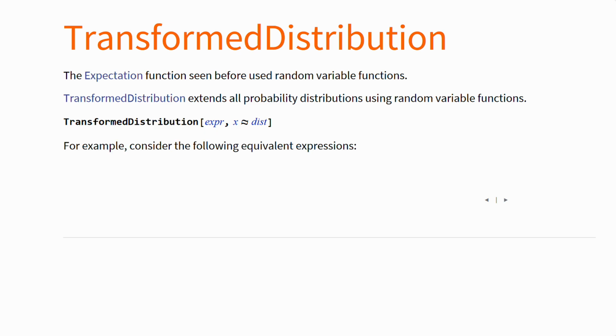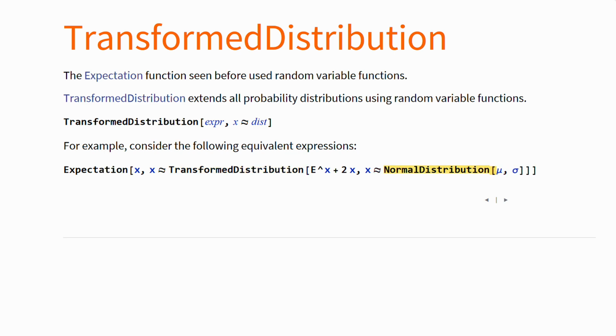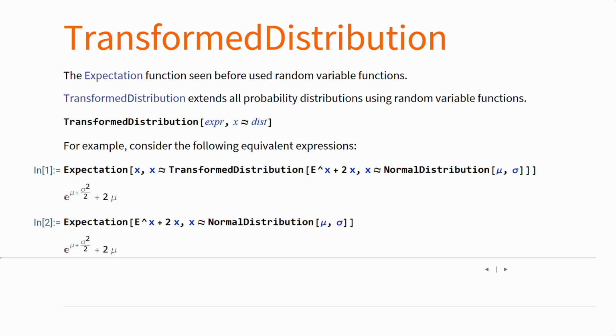To prove this is equivalent to what you were doing in expectation, you can take the expectation of a transformed distribution and compare it against the expectation of that function over this simple distribution, and the result should always be the same. The transformed distribution function, however, allows you to make a function of random variables a distribution, making the analysis of that new distribution much easier, not just for expectation, but also for any other function, like PDF, probability, or random variate.